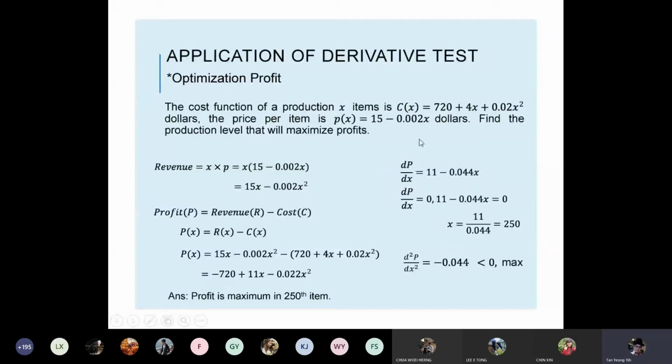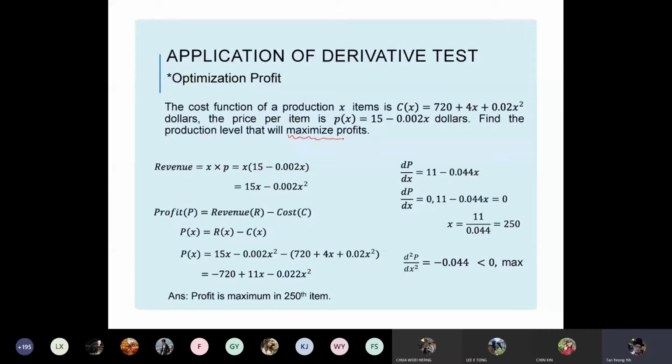Now, so back to this question again. All right, so this is the question we have when we first start this topic. Okay. Now the cost function is this. So this is the function for total cost, and this is the function for the price. We want to find the maximum profit.